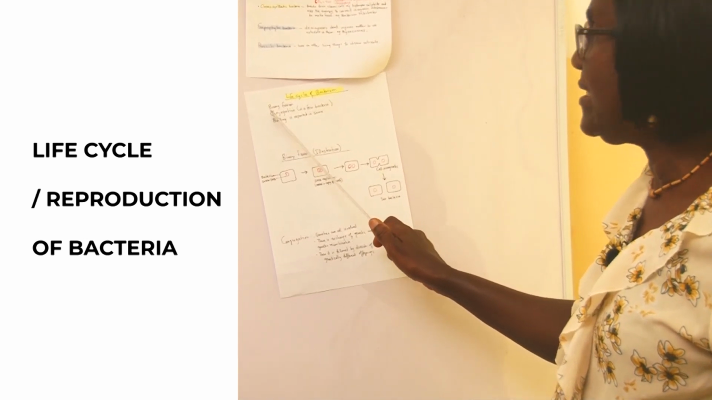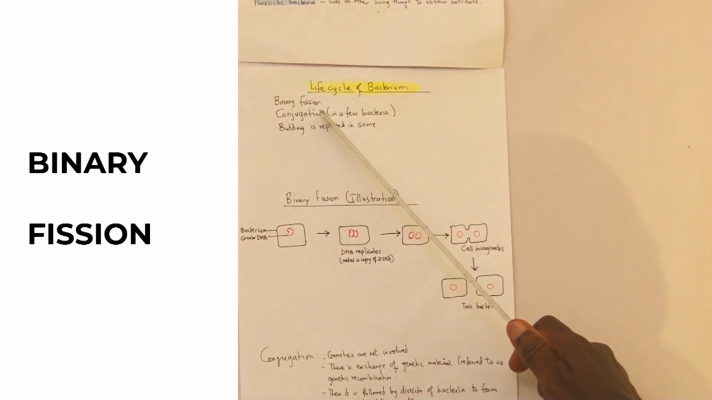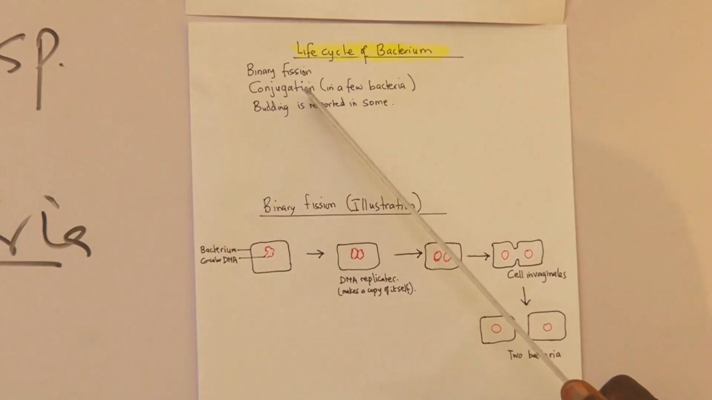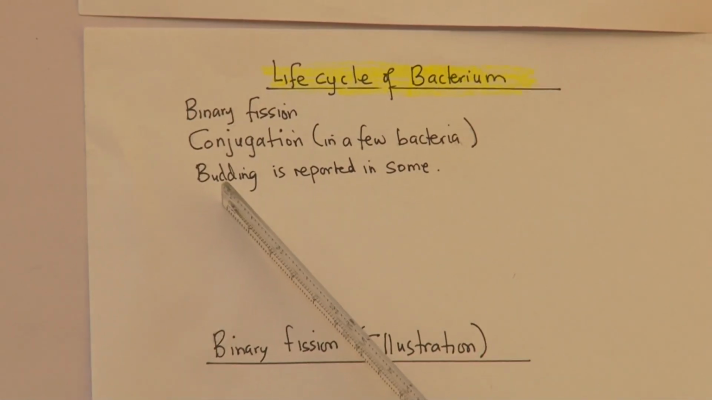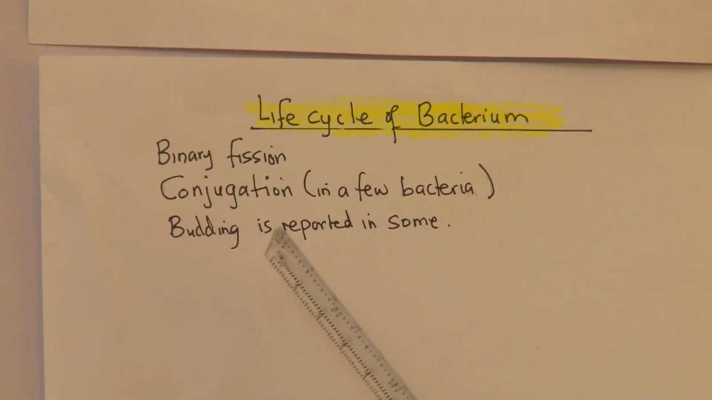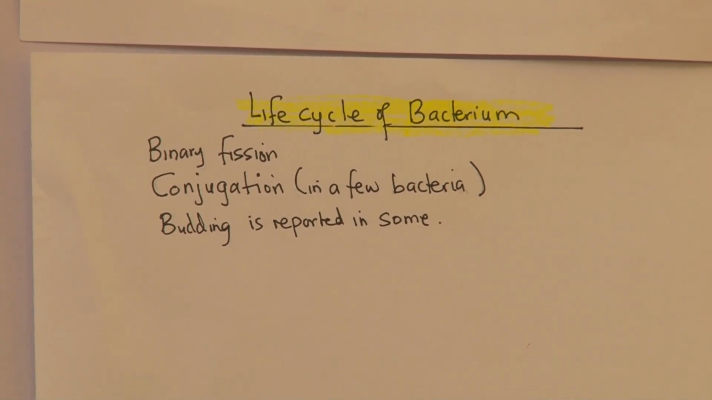usually and normally by binary fission. Many of them reproduce by binary fission. A few do conjugation, another type of reproduction, and a few more do budding, another type of reproduction. We will explain each of these.